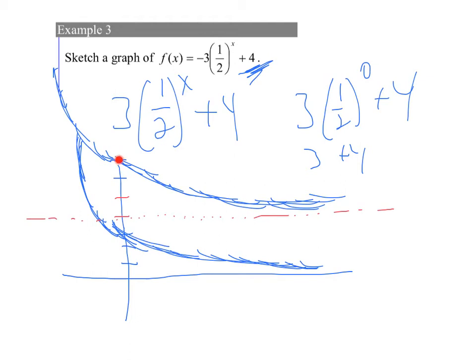So then the only thing we haven't dealt with is how this negative reflects everything. So instead of crossing at 0, 7, it's going up 3 spaces, so it's going to get reflected around that line and cross 1, 2, 3 spaces below that right here, and then it's going to come up and kiss that horizontal asymptote again.